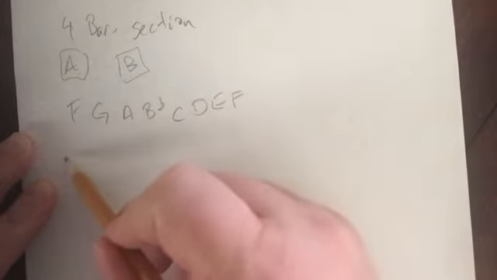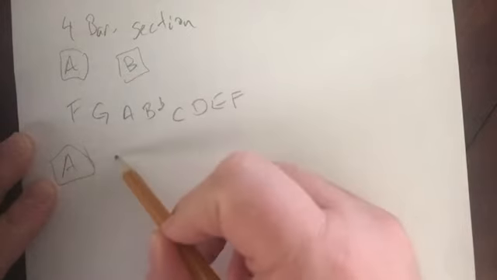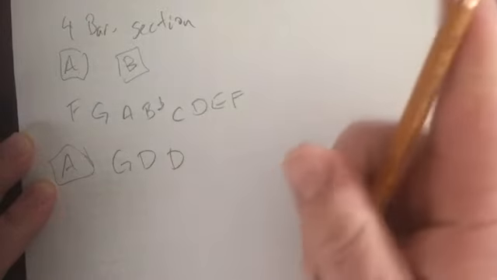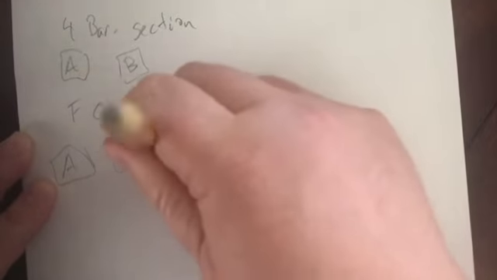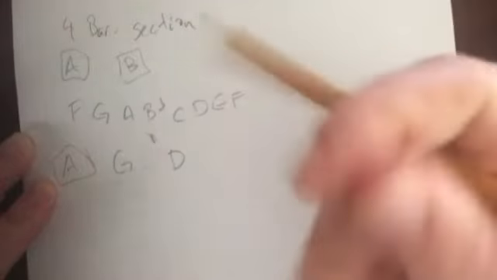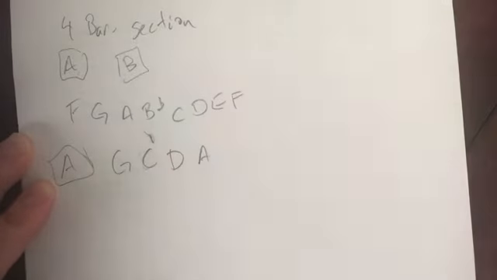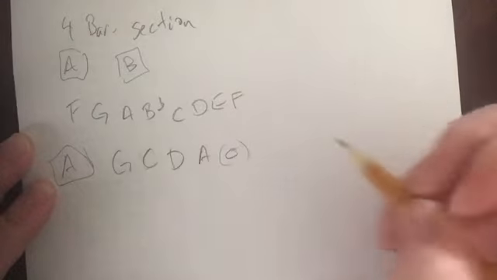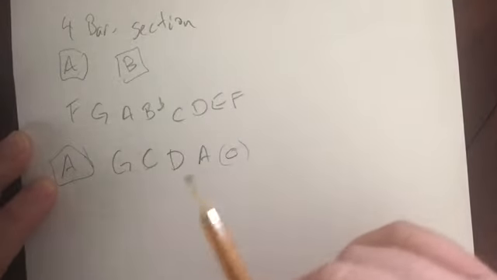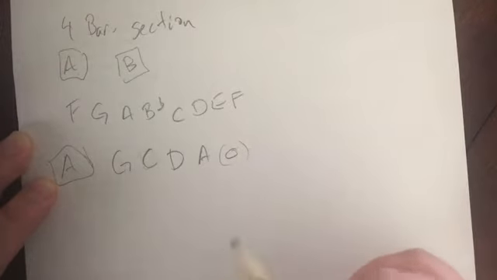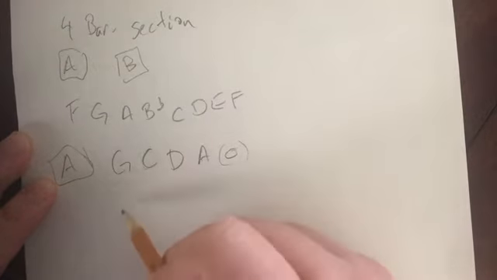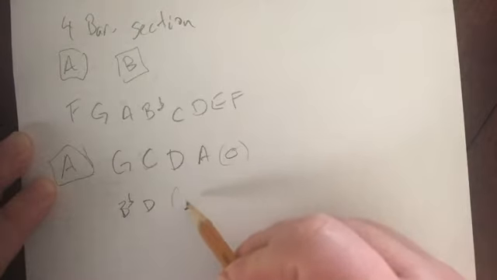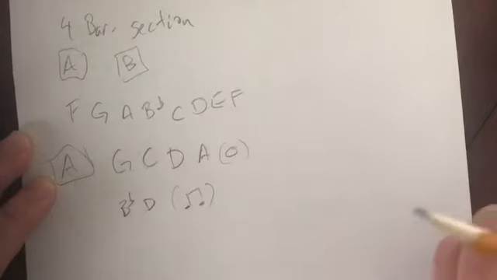So I'm going to pick, for my A, G, C, D, and then A. So these are going to be my 4 notes that I'm going to make whole notes. And then I'm going to pick 2 notes. Let's go with B flat and D. So these are going to be my 8th notes.